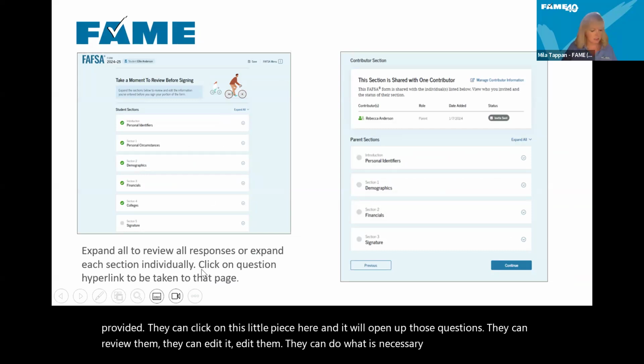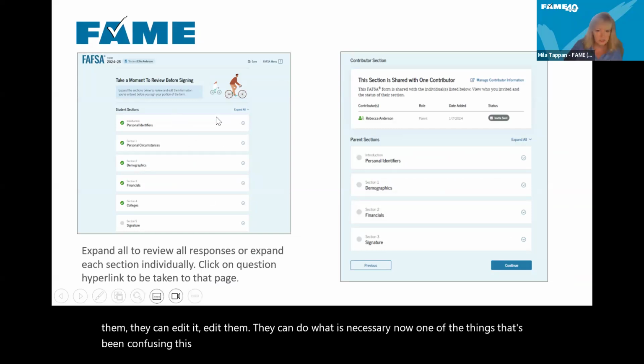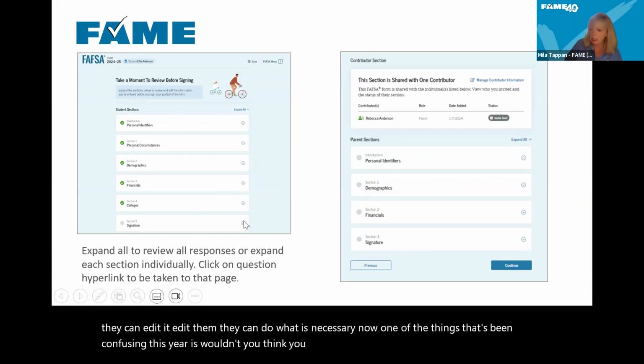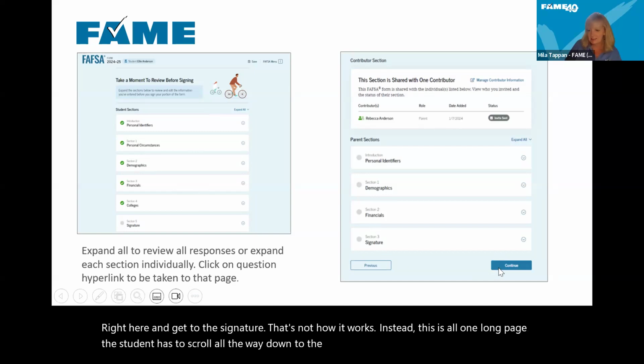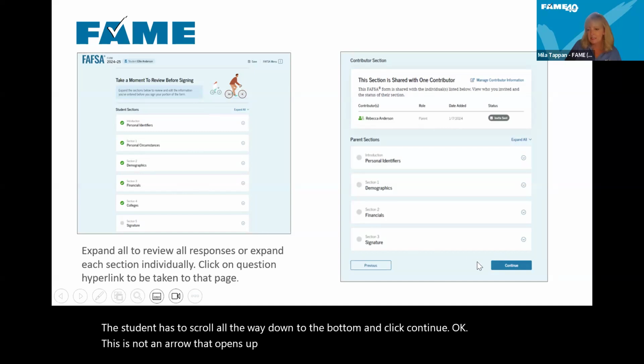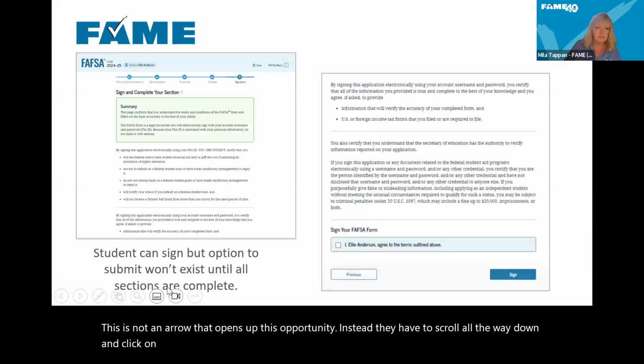Now, one of the things that's been confusing this year is, wouldn't you think you could click right here and get to the signature? That's not how it works. Instead, this is all one long page. The student has to scroll all the way down to the bottom and click continue, okay? This is not an arrow that opens up this opportunity. Instead, they have to scroll all the way down and click on continue. Once they do that, they will see this, they will click on this box and they will sign their FAFSA.